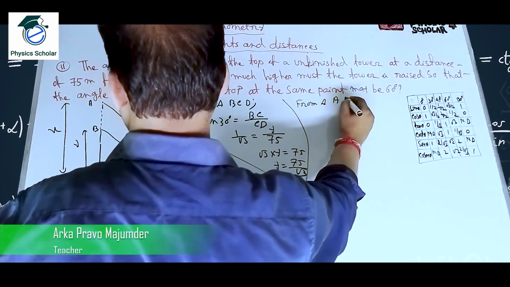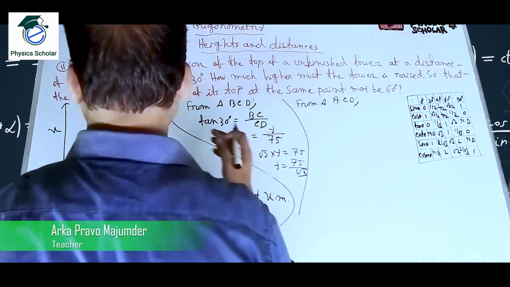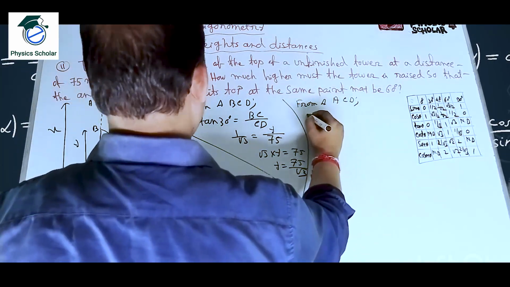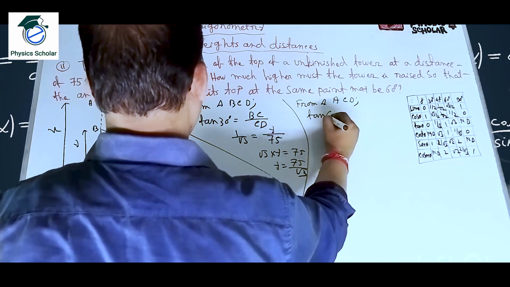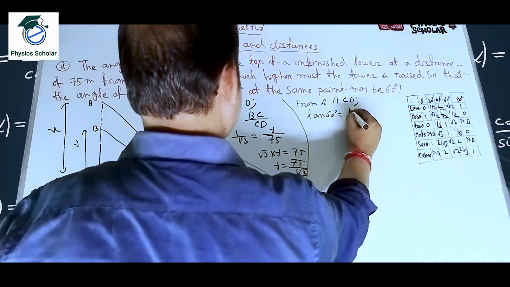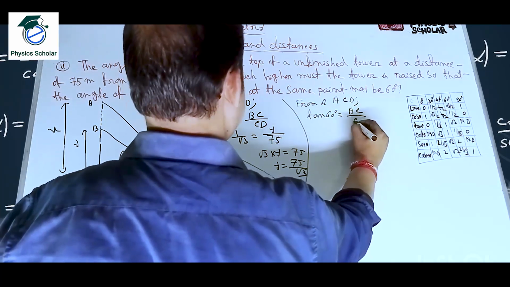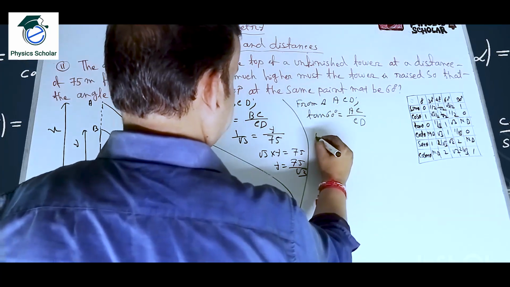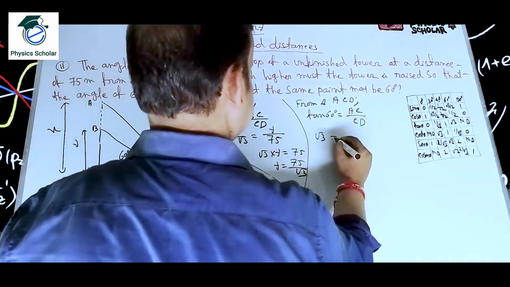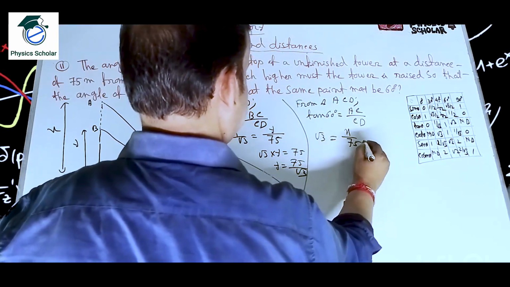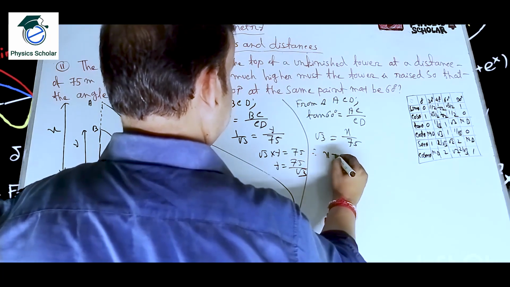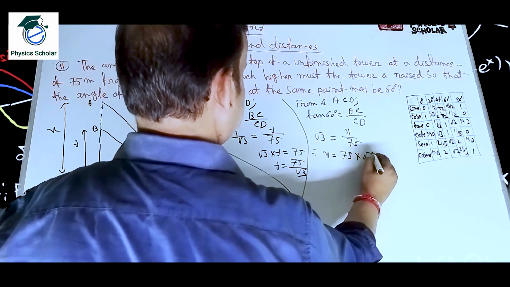Okay. From triangle ACD, what we know? Tan 60 degree is equal to what is the value of perpendicular? Perpendicular means AC by CD. So tan 60 degree means root 3 is equal to the length of AC, x, divided by 75. Clear? So therefore x is equal to 75 into root 3.